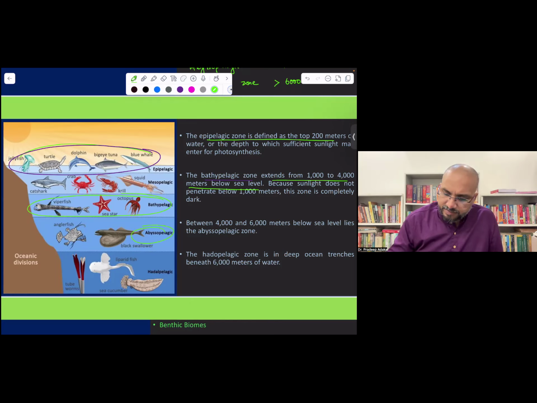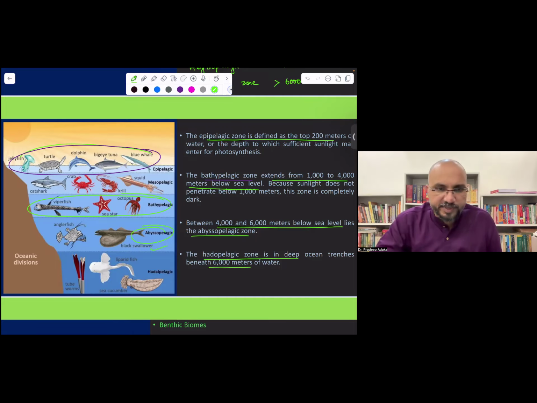So abyssopelagic में 4000 to 6000 meters below the sea level, it is called as abyssopelagic. So anglerfish, black swallower. So these are some animals. Then you have hadopelagic zone in the deep oceans beyond 6000 meters. So यहाँ पर तुमको ट्यूब वॉर्म्स मिलेंगे. These are annelids, tube worms. Okay. So hadopelagic, you have sea cucumbers. These are some of the examples that you see at this level.